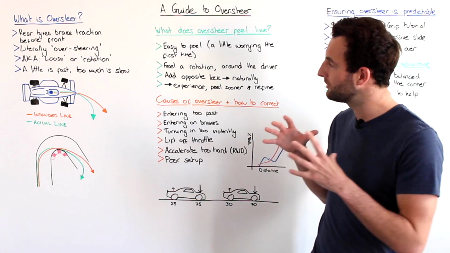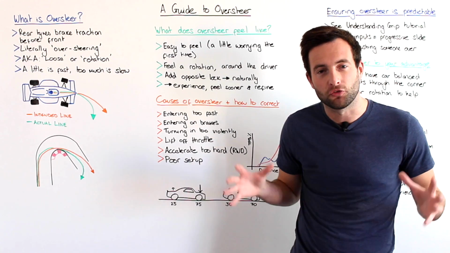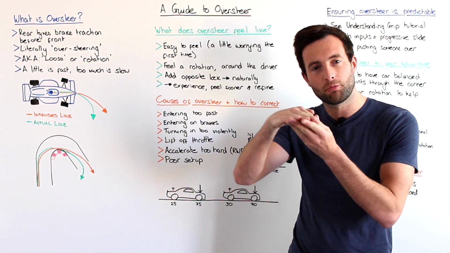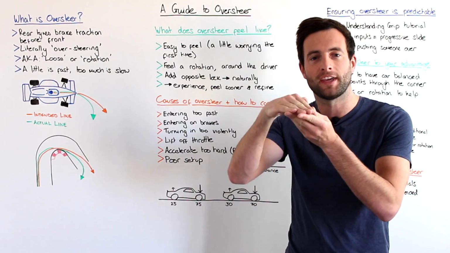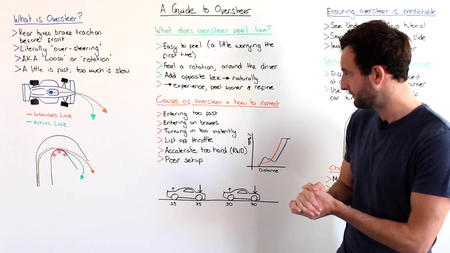Now, when the car does break traction at the rear for the first time, you'll feel it in your backside, you'll feel it through the seat of the car, and you'll feel the rear begin to break away and the car begin to rotate around the front tyres, and you'll feel it all through your body.